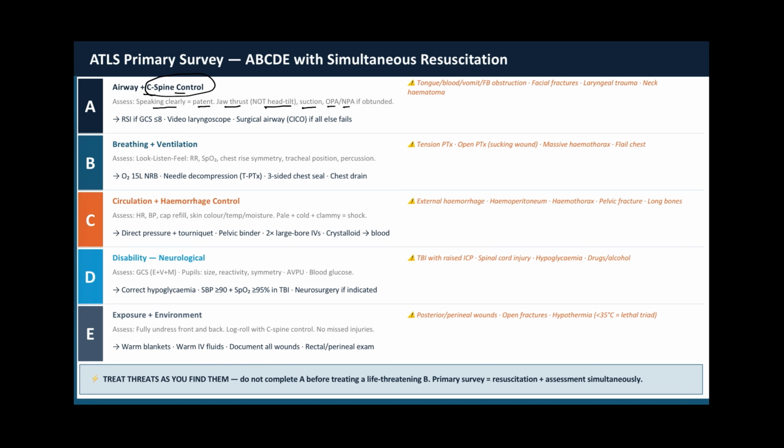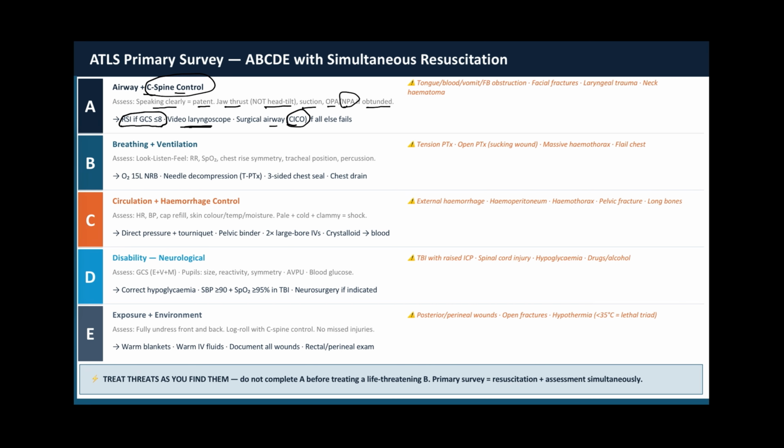Use OPA or NPA if the patient is obtunded. Avoid NPA if you're suspecting any base of skull fracture. If the patient's GCS is less than 8, go for rapid sequence intubation. Prefer going through video laryngoscopy. Go for the surgical airway if it is a cannot intubate, cannot oxygenate kind of condition.